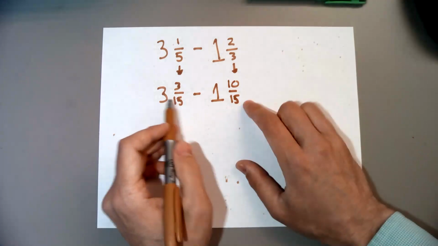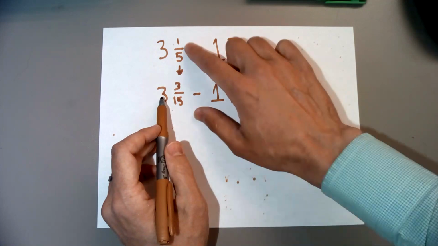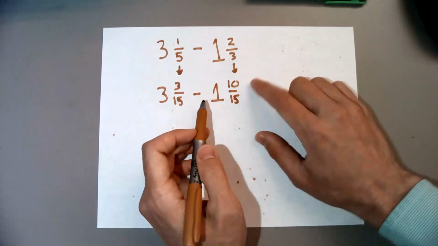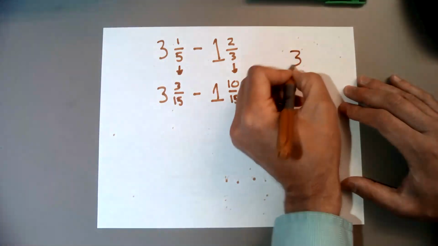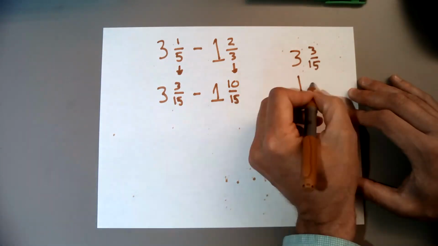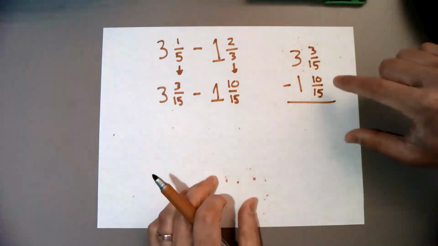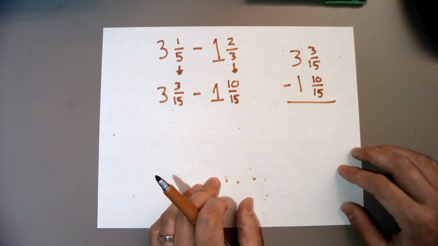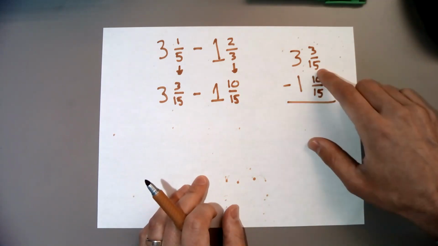Okay, so again, I'm not going to talk about how to do this in this video. That's another topic, but 3 1/5 is the same as 3 3/15. 1 2/3 is the same as 1 10/15. So again, if we stack these here, 3 3/15 and 1 10/15, you can see that I can't take 10/15 away from 3/15. I don't have enough. So that's why I'm going to need to take one of these wholes and turn it into 15ths.